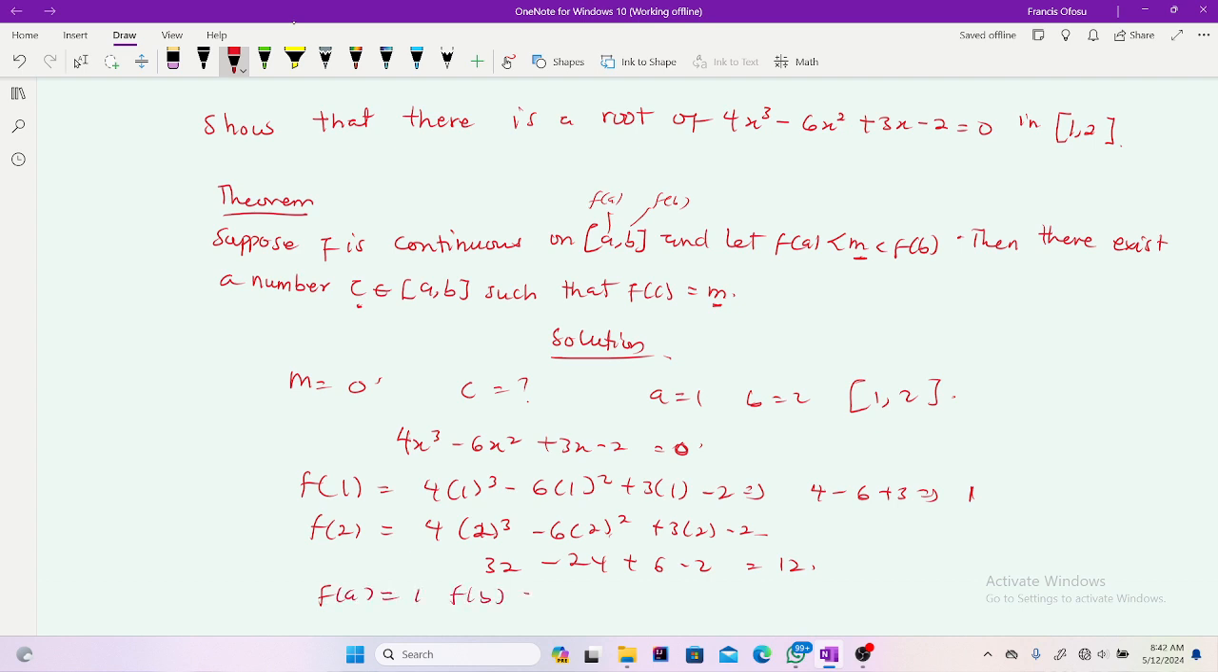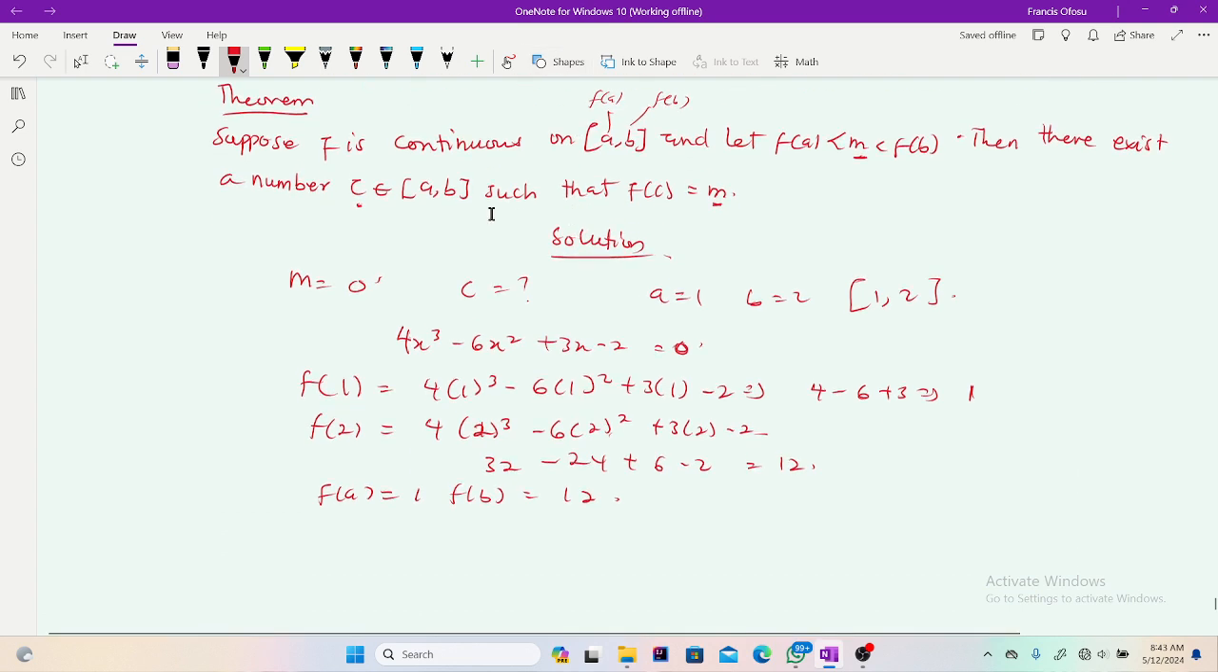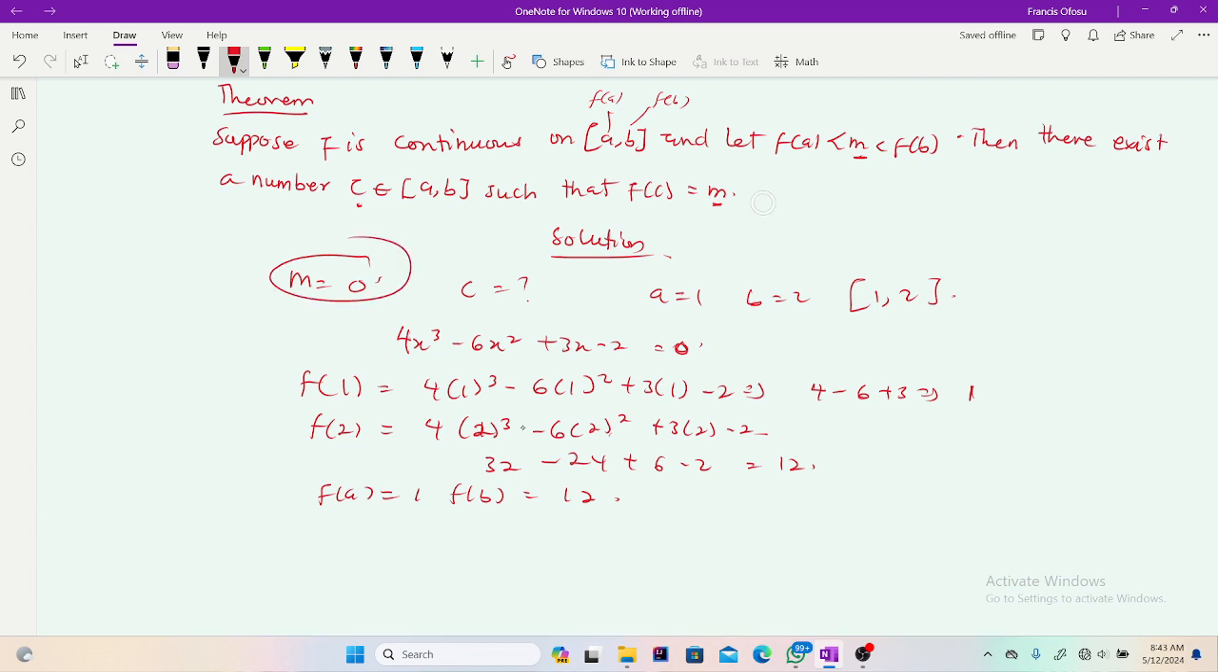f of b is equal to 12. And my M was 0. So you ask yourself, is 0 within these two values? If yes, then it means that what our theorem says is true. So you realize that the 0, which is M, the output, is indeed greater than, I say greater than. So let's see. Let's see something from this side.